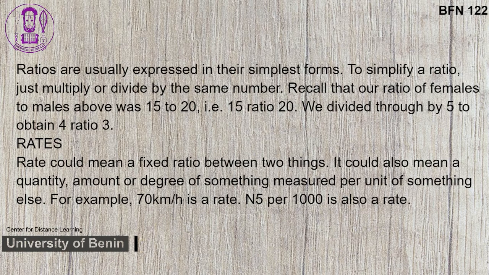Rates. The rate could mean a fixed ratio between two things. It could also mean a quantity, amount, or degree of something measured per unit of something else. For example, 70 km per hour is a rate. N5 per 1000 is also a rate.